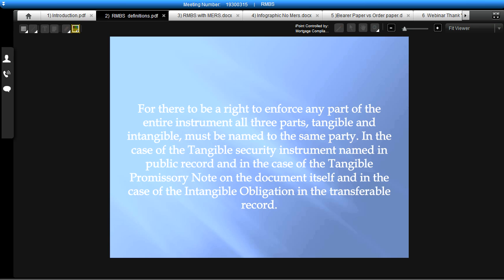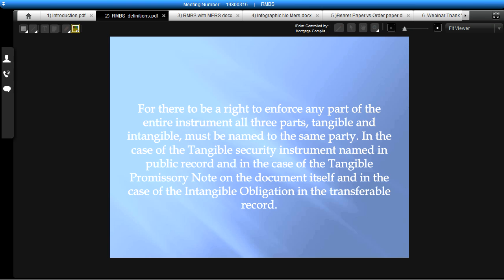So, if Party A is coming forth to enforce an action, unless the note and the sole interest of that note is with Party A, along with the sole interest of the security instrument and the sole interest of the intangible obligation, one would have not obtained the rights to the entire instrument.